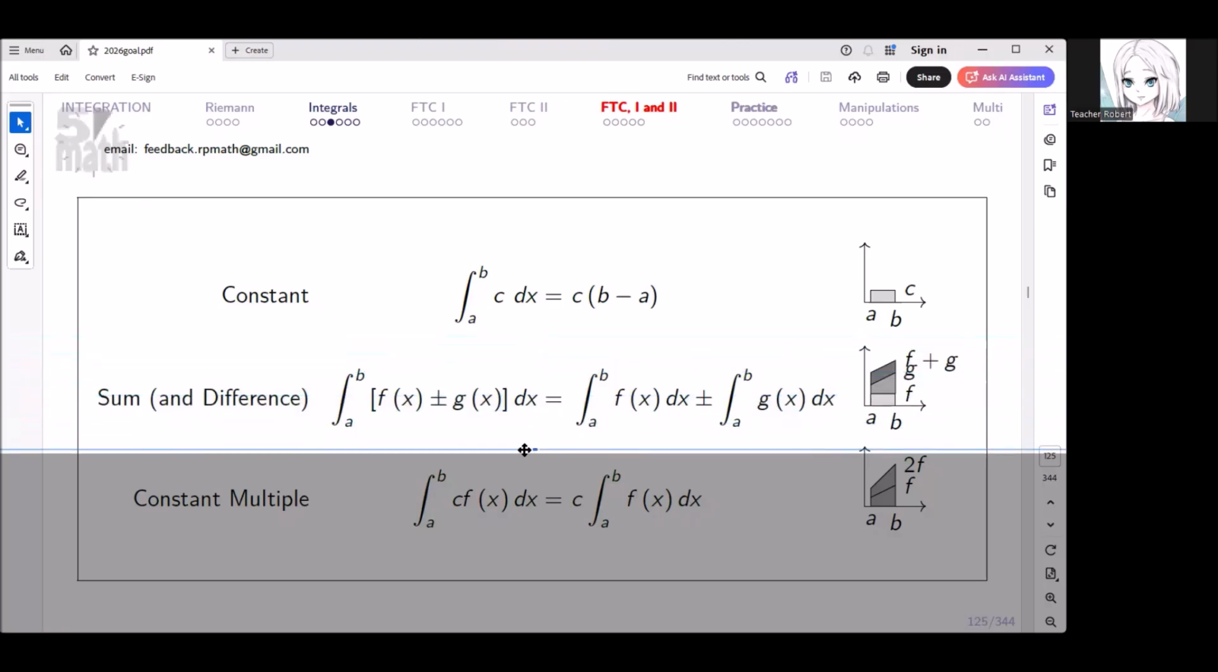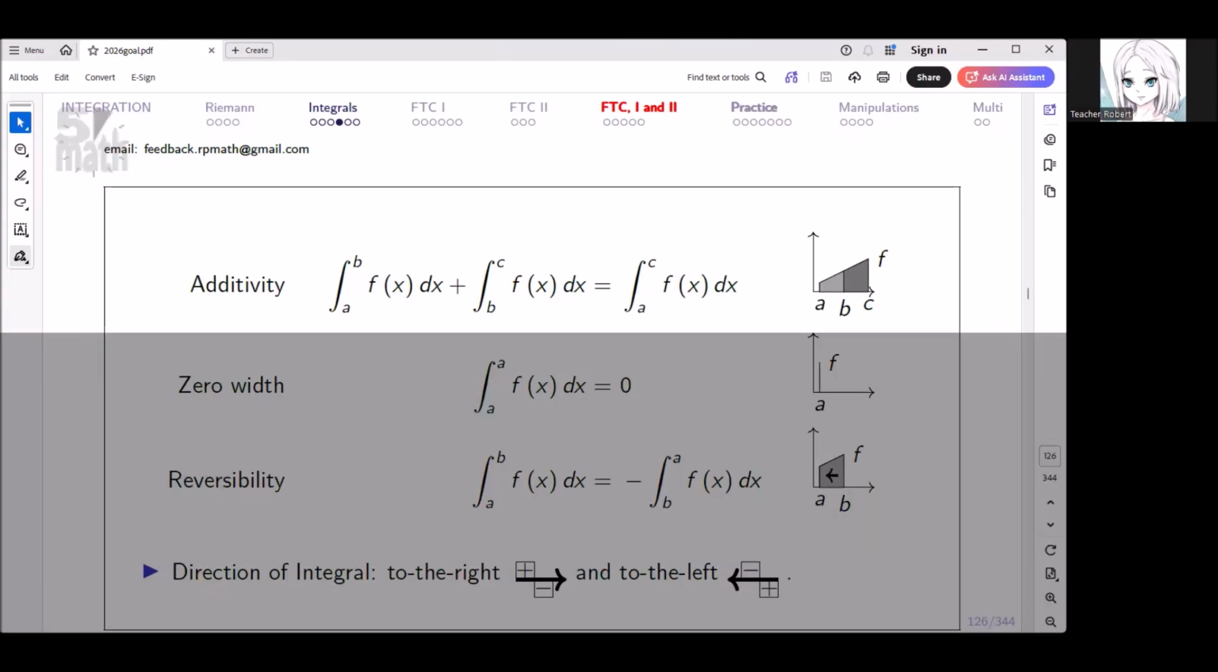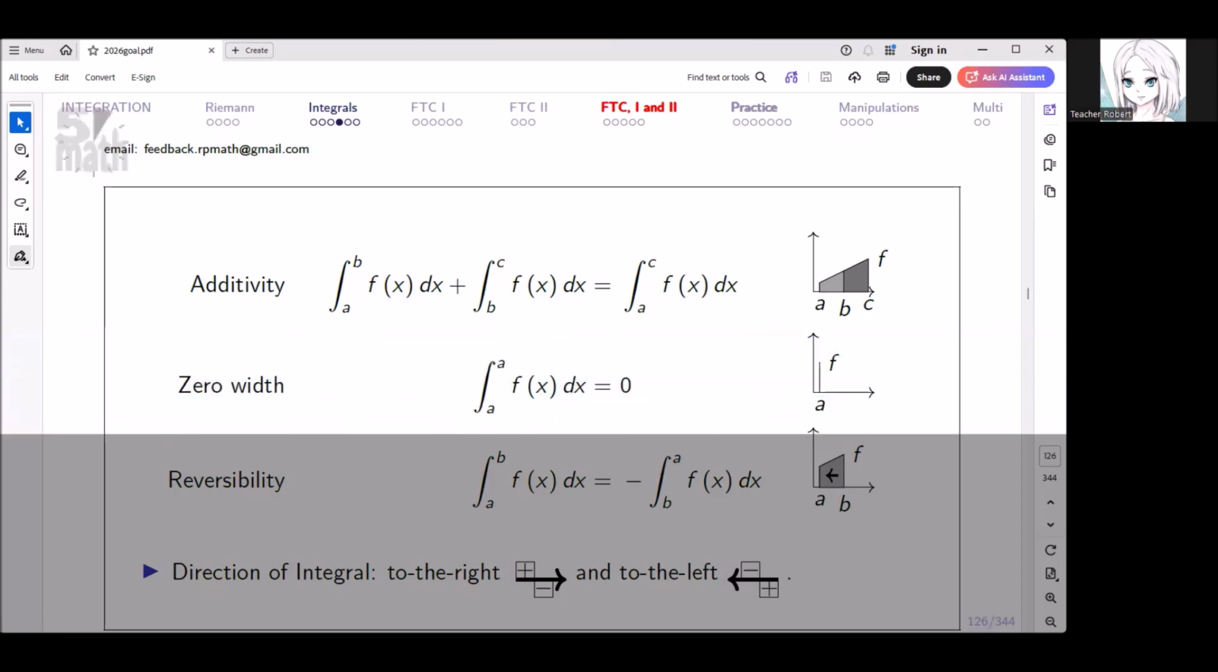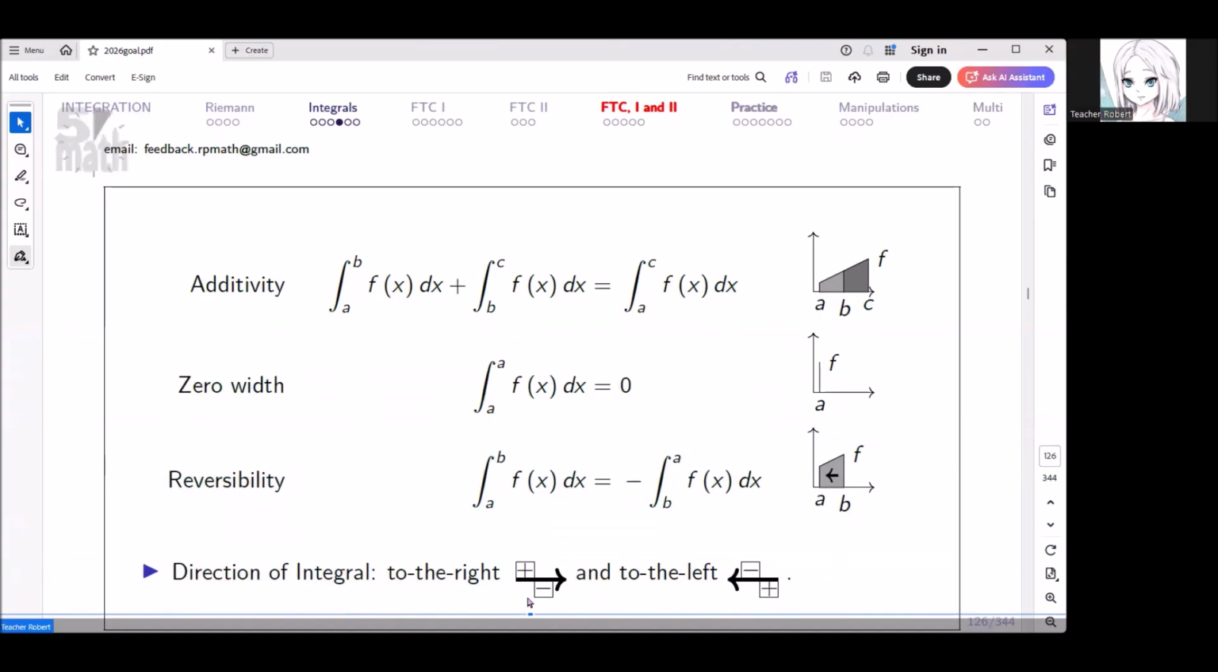Constant, sum and difference, constant multiple, additivity, zero width, reversibility. Direction of the integral, to the right and to the left.